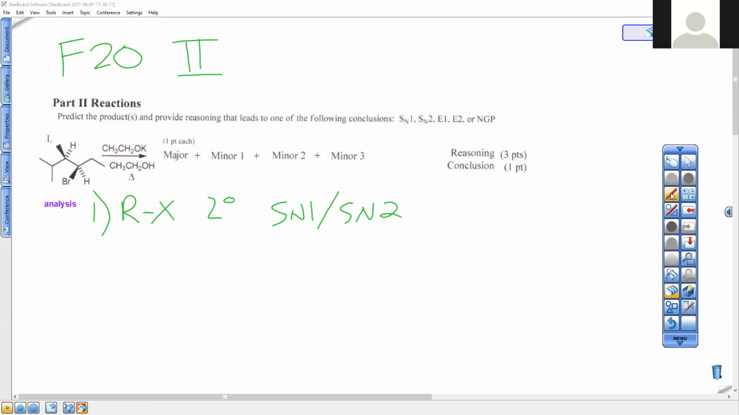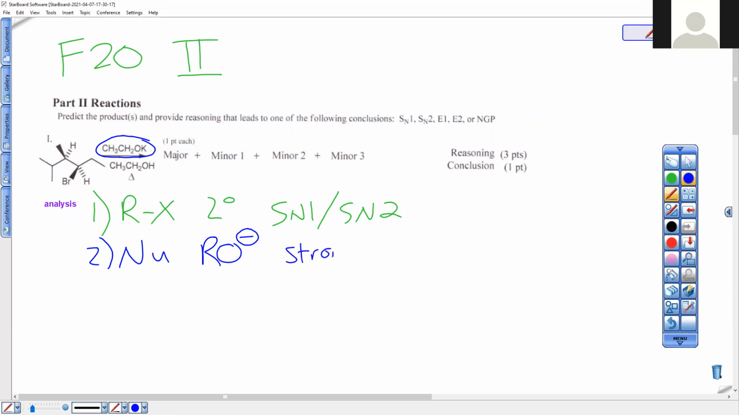Next, you analyze your nucleophile. Good short form for nucleophile is Nu. And that's this species here, this anion, RO minus. And that R is just a good old ethyl group in this case. So there's no resonance involved to stabilize this anion. And anions are typically strong nucleophiles unless they're resonating. Strong nucleophile favors SN2. So far I'm leaning towards SN2.